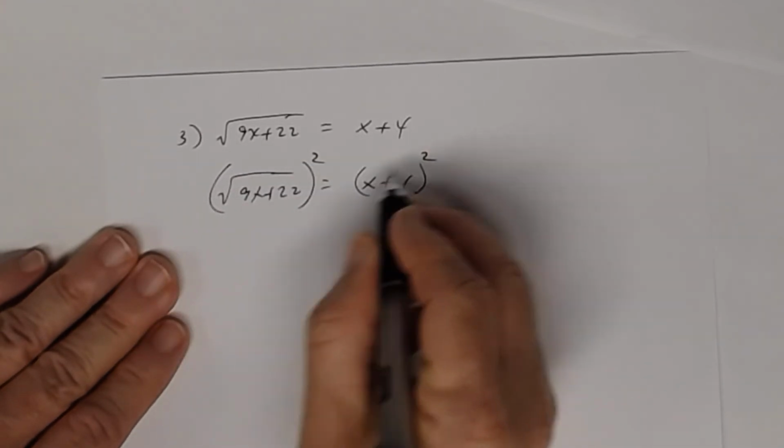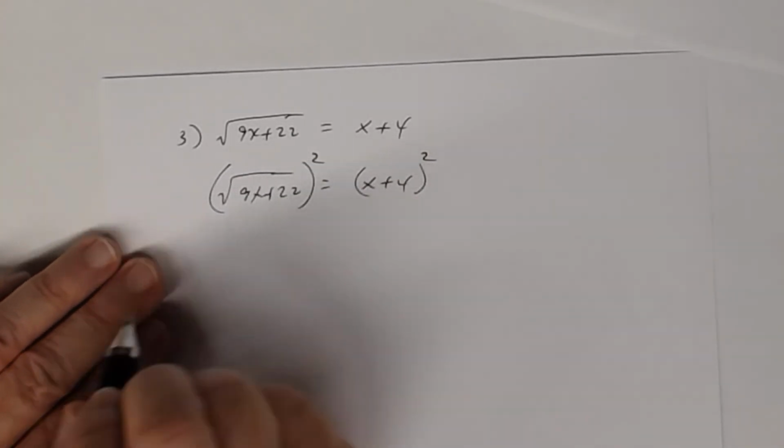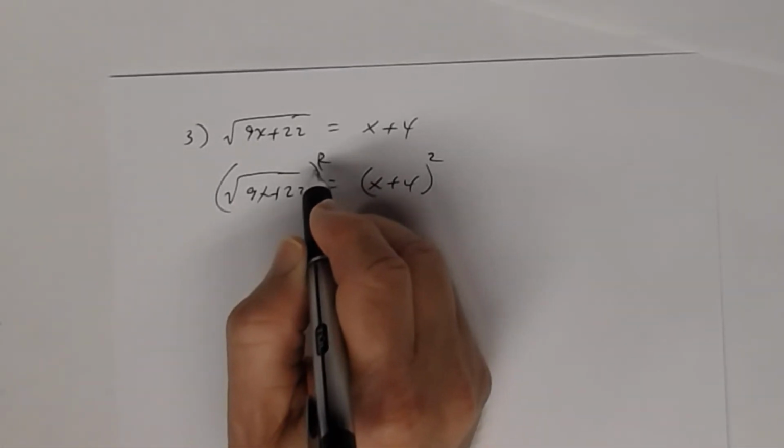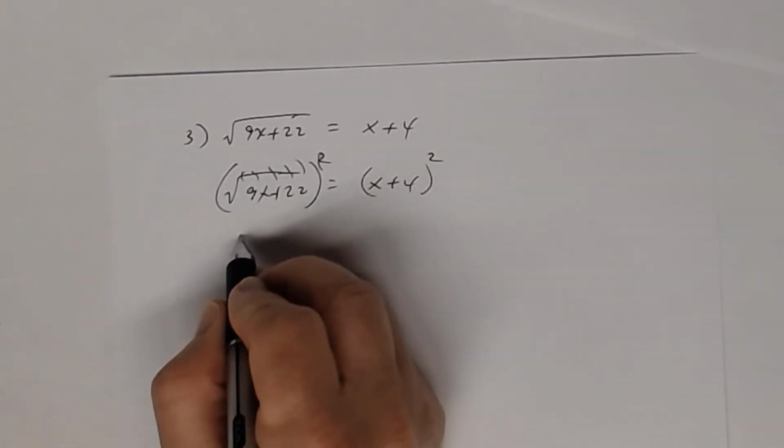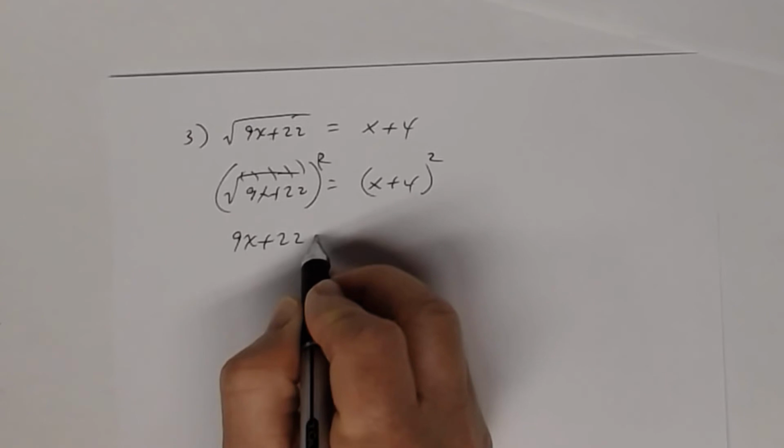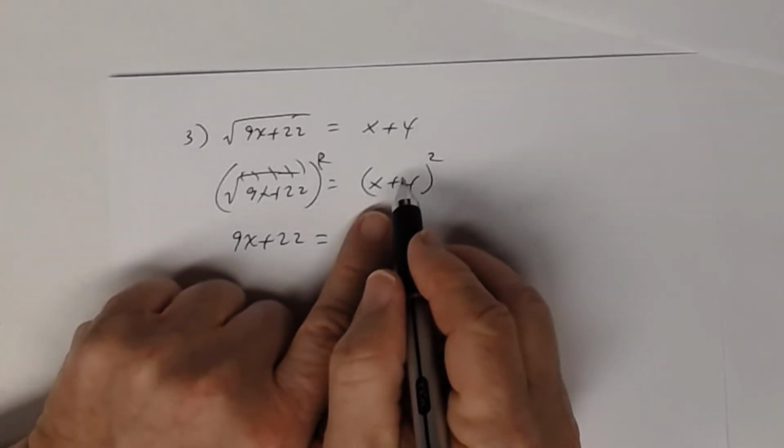So right now I have a square root. To get rid of that square root, I'm going to square both sides. And so the square and the square root undo each other. So I get 9x plus 22 equals... all right, now we have to figure out what this part is.